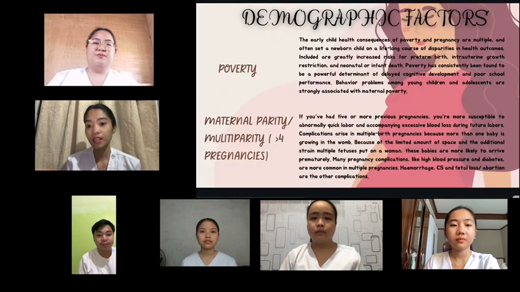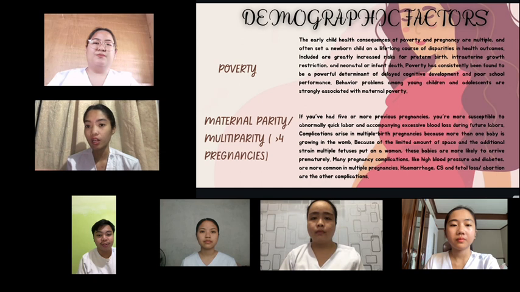Poverty. The early child health consequences of poverty and pregnancy are multiple and often set a newborn child on a lifelong course of disparities in health outcomes. Included are greatly increased risks for preterm birth, intrauterine growth restriction, and neonatal or infant death. Poverty has consistently been found to be a powerful determinant of delayed cognitive development and poor school performance. Behavior problems among young children and adolescents are associated strongly with maternal poverty.